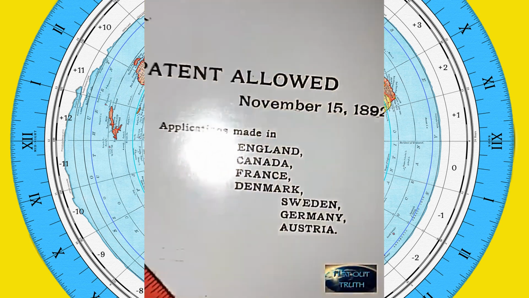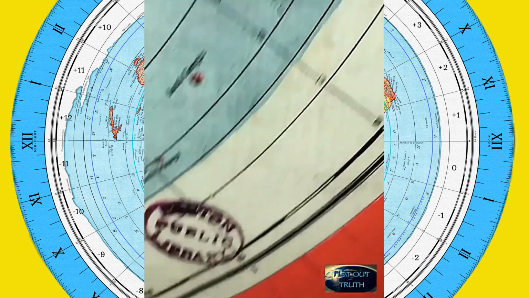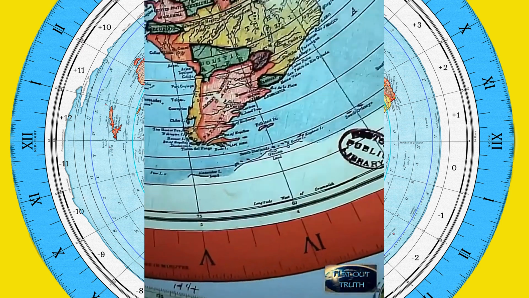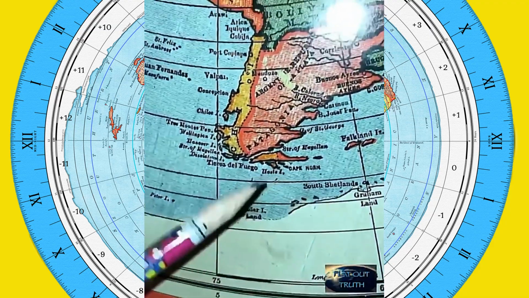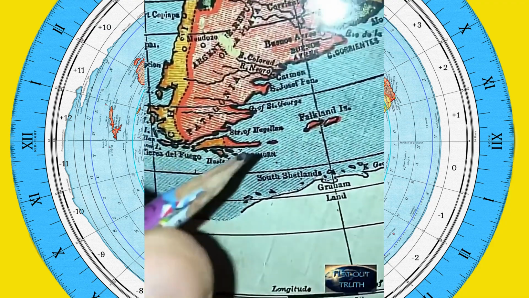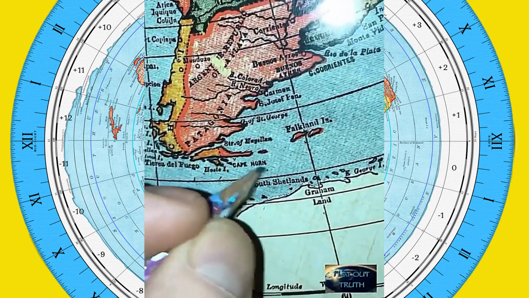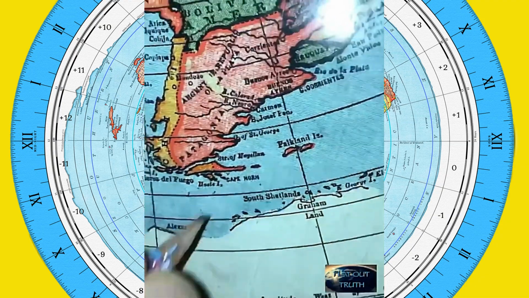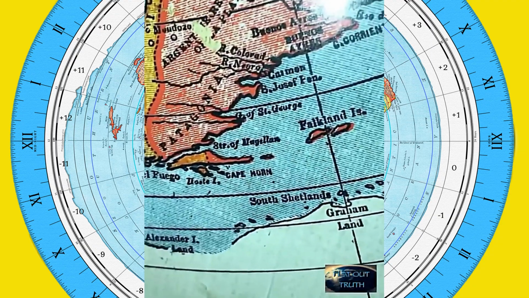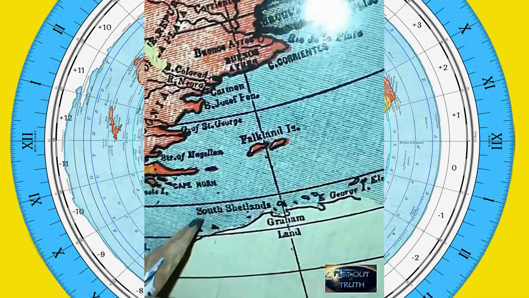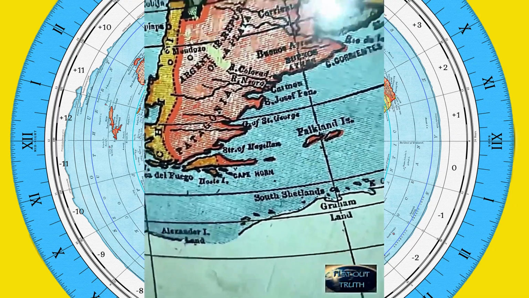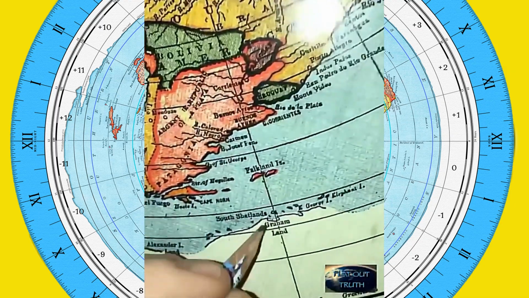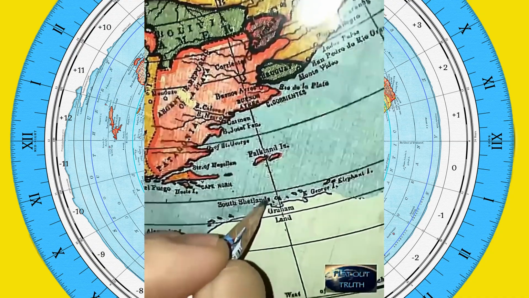Okay, now here's where things get interesting. Let's look at the 1892 flat earth map. This right here is South America, so let's zoom in where you can see this. Now here's the route. There's Cape Horn, where they leave from, and right down below that you have the South Shetland Islands. And then you have the ice wall, of course. But notice this little tail right here.